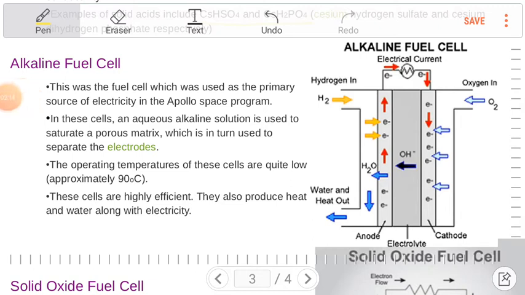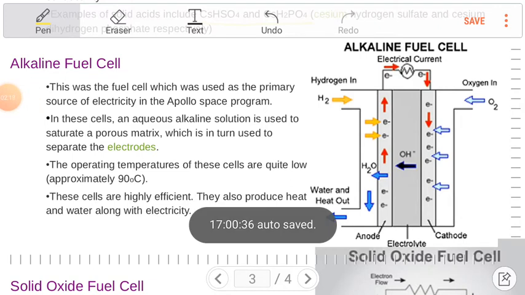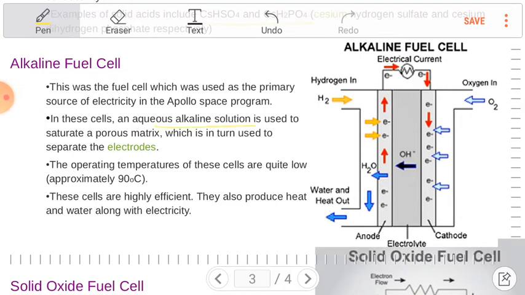Alkaline fuel cell. An aqueous alkaline solution is used as the electrolyte to saturate the porous matrix, which is used to separate the electrodes, and it is also forcing the electrons to move from anode to cathode. Operating temperature is approximately 90 degrees.